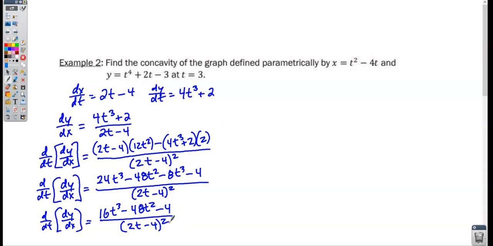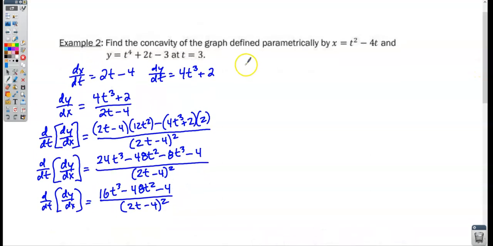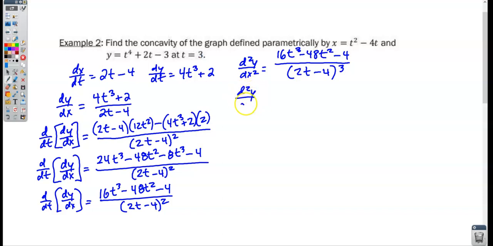And so the second derivative, d squared y dx squared, is going to be equal to this divided by dx dt, so divided by 2t minus 4, which when I take this fraction and divide it by 2t minus 4, just makes my denominator 2t minus 4 to the third power. All right, now we want to find the concavity of this curve at t equals 3. So we're going to go ahead and evaluate this at t equals 3.